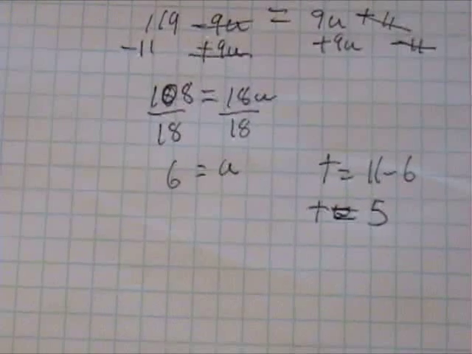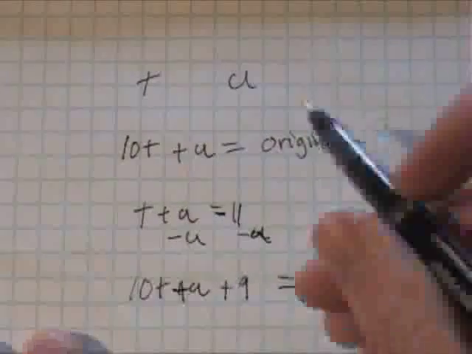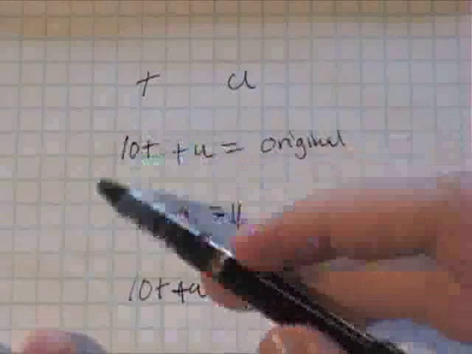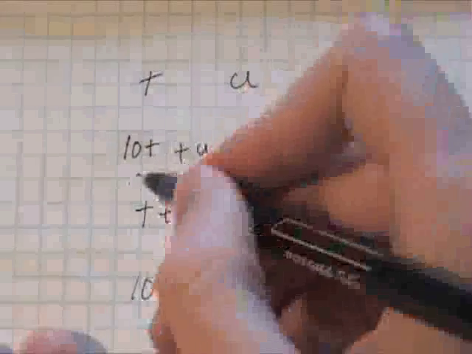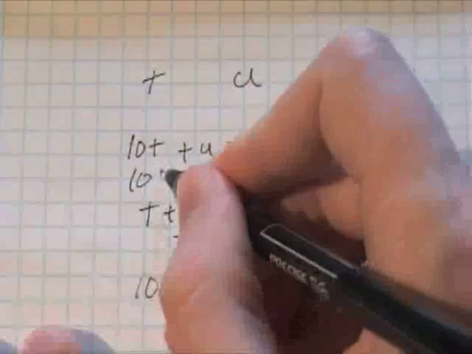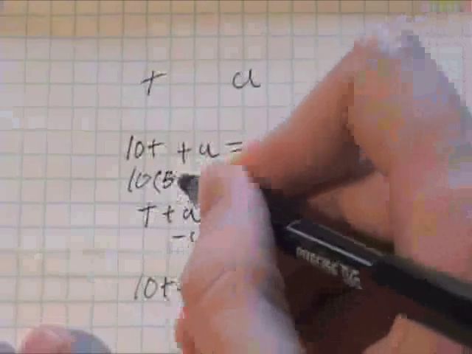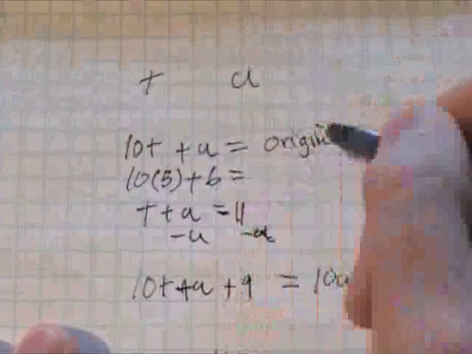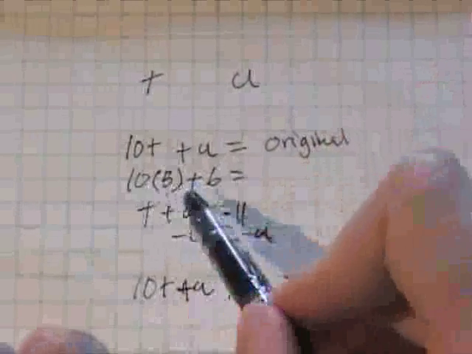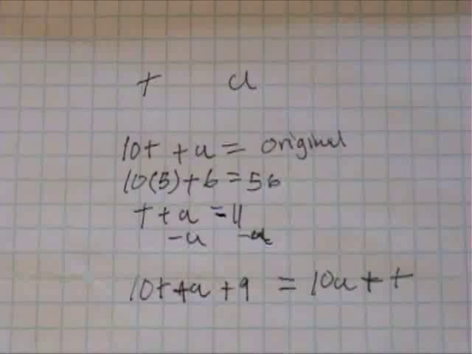Now let's plug them into, remember, this general formula right here so that we know what the original number is. So if you remember 10 times t, which is going to be 5, plus 6 equals the original. So that's 50 plus 6. 56 is your original number.